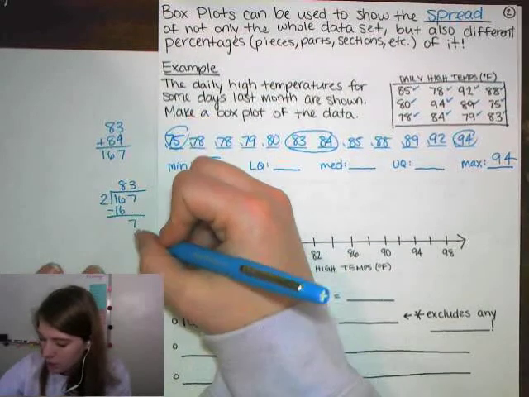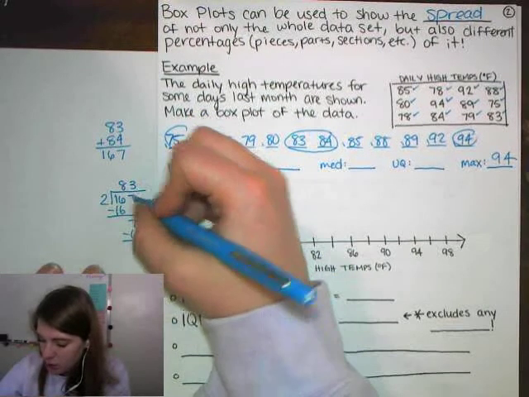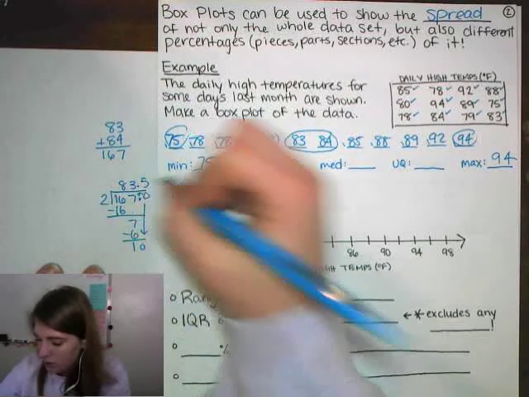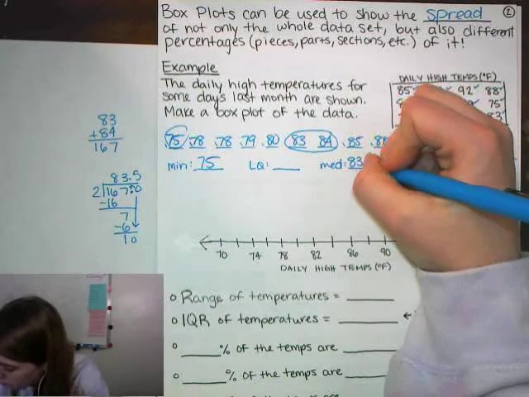3 times, which is 6. 7 minus 6 is 1. Remember, we can add a decimal and a 0. Decimal up, 0 down. 5 times. So our median is 83 and a half.